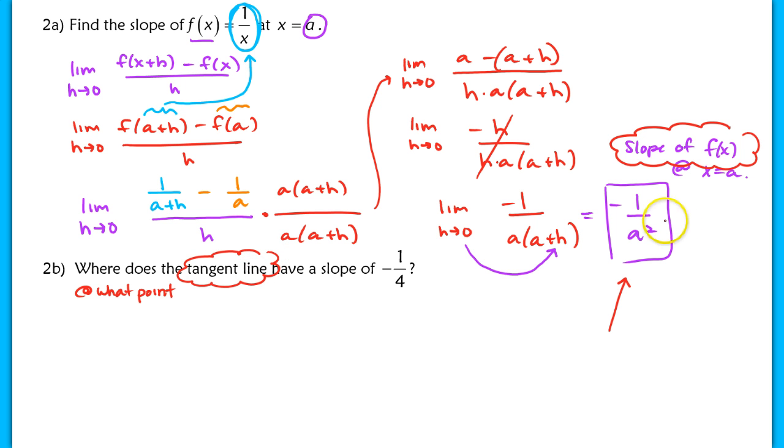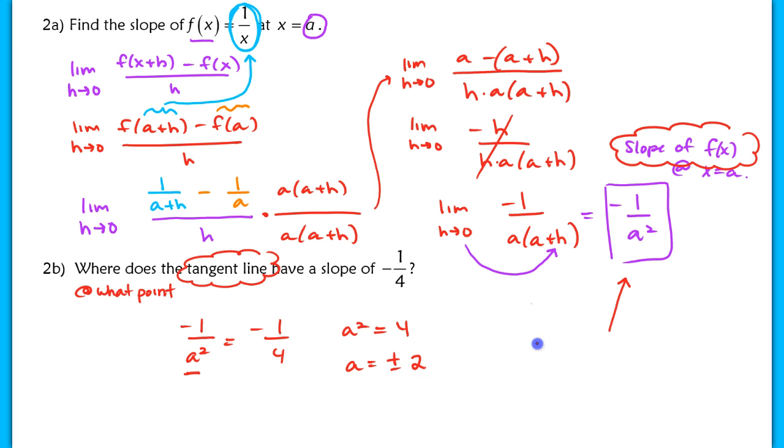So this is for any arbitrary value of x, right? We have a slope of negative 1 over a squared for our function. So let's take negative 1 over a squared and set it equal to the slope of our tangent line, because they are supposed to be one and the same. If we want to find exactly at what point, we need to find the specific value of a. In other words, here a squared is equal to 4. In that case, a can be positive or negative 2.